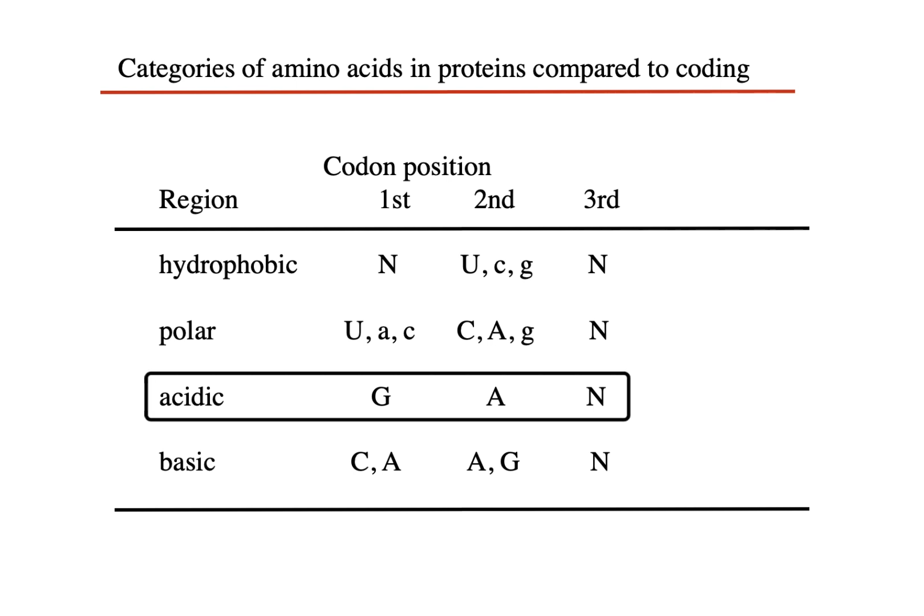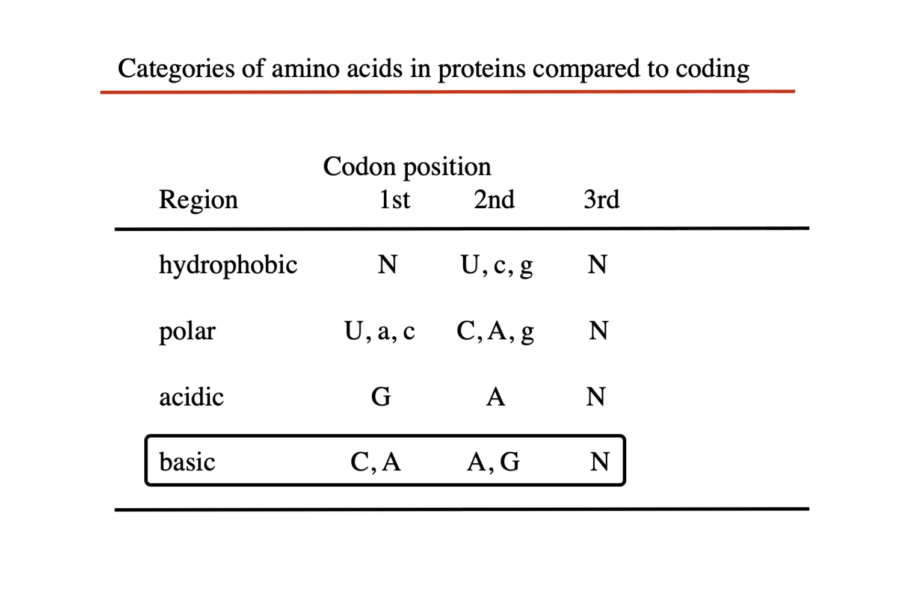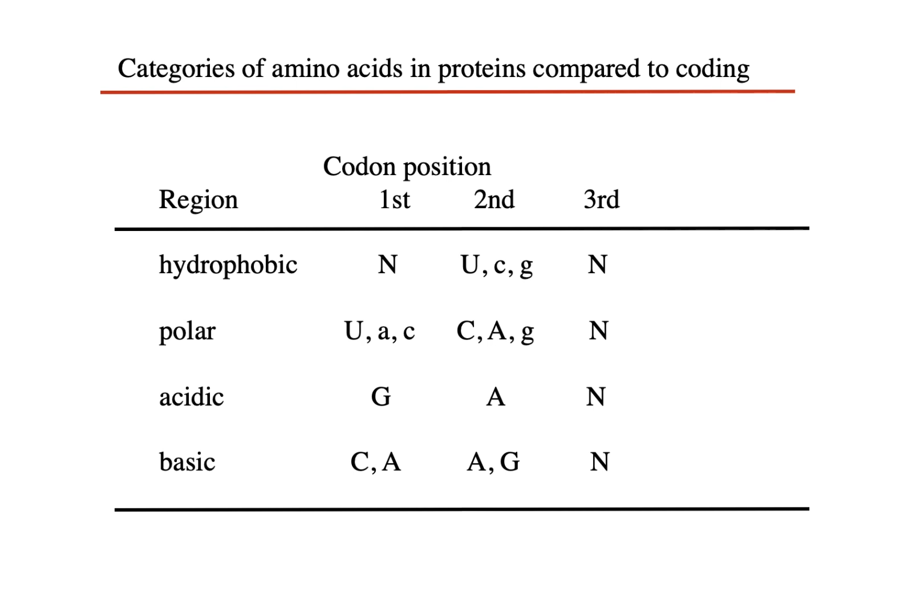For an acidic amino acid, that is aspartate or aspartic acid, and glutamate or glutamic acid, it's always G, A, and then something for the third position. And the basic ones are either a C or an A in the first spot, an A or a G in the second spot, and the third position is variable. So again, you can see there's a great deal of structure in this genetic code.